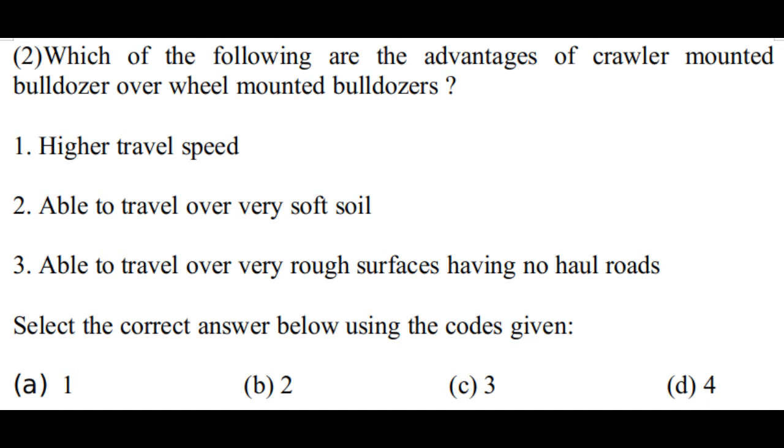Which of the following are the advantages of a crawler mounted bulldozer over a wheel mounted bulldozer? Statement 1, higher travel speed. 2, able to travel over very soft soil. 3, able to travel over very rough surfaces having no haul roads. Select the correct answer using the codes given. Option A 1, option B 2, option C 3, option D 4. So the correct statements are 2 and 3. That means able to travel over very soft soil and able to travel over very rough surfaces having no haul roads. So you have to mark option B as well as option C.